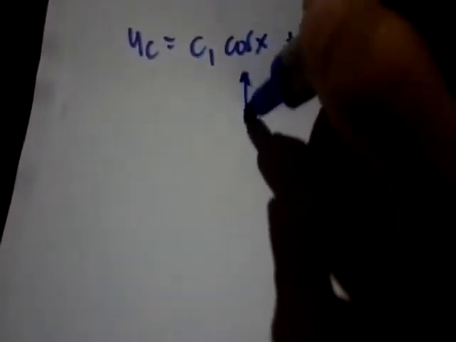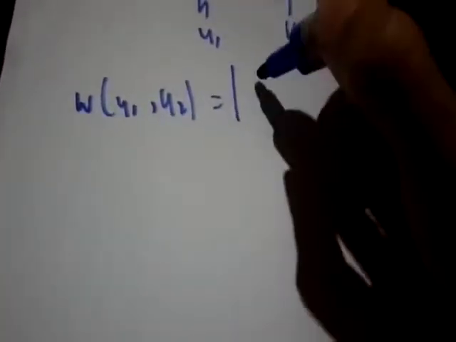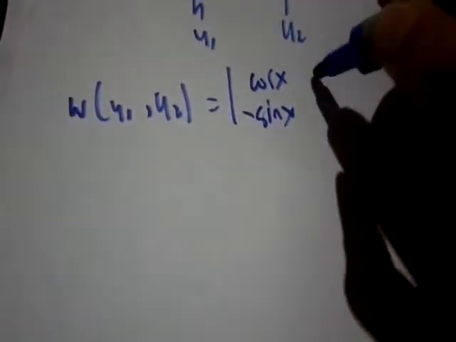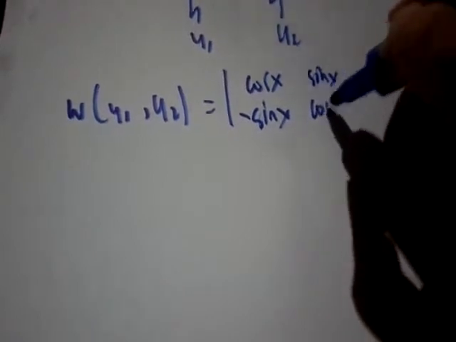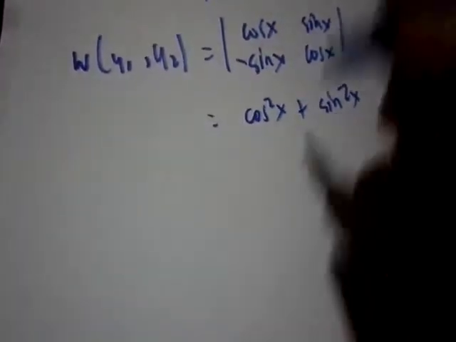And then by method of variation of parameters, we need to solve for yp. So we need to get the Wronskian of y1 and y2. Cosine x, negative sine x, and sine x, cosine x. So the Wronskian is equal to cosine squared x plus sine squared x, which is equal to 1.